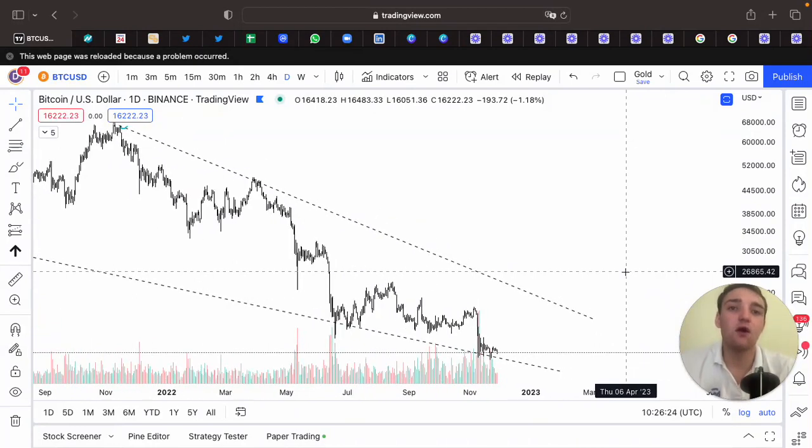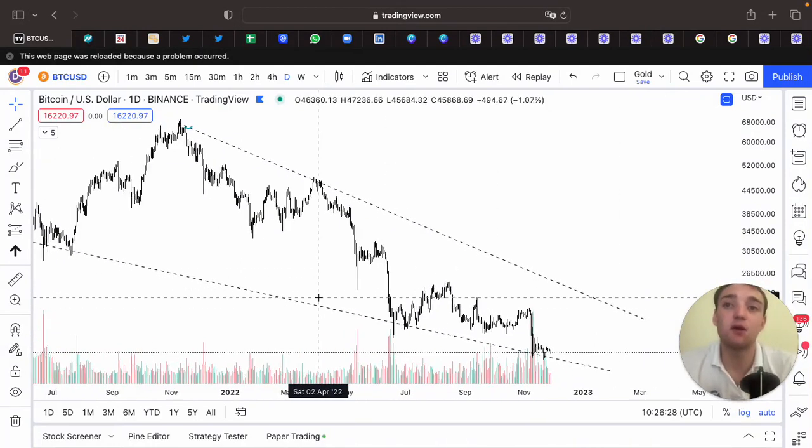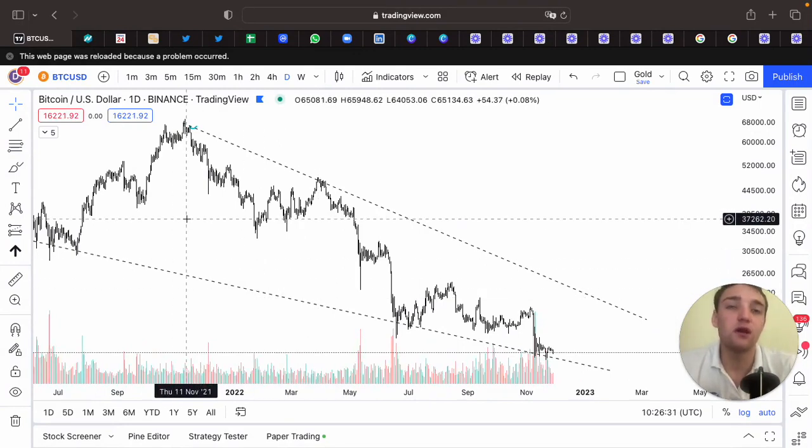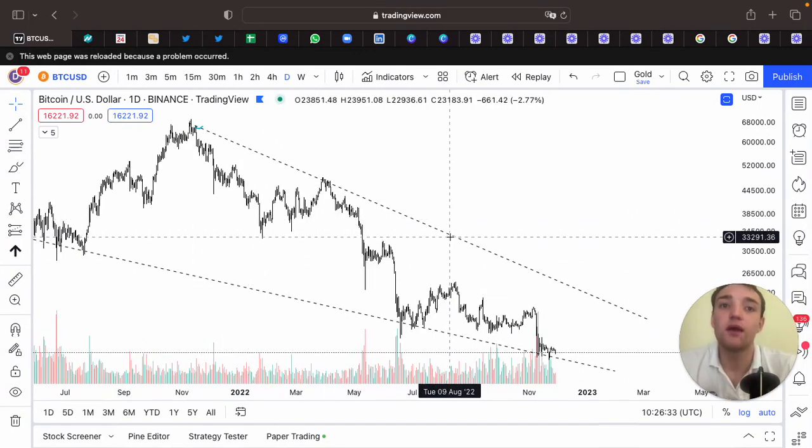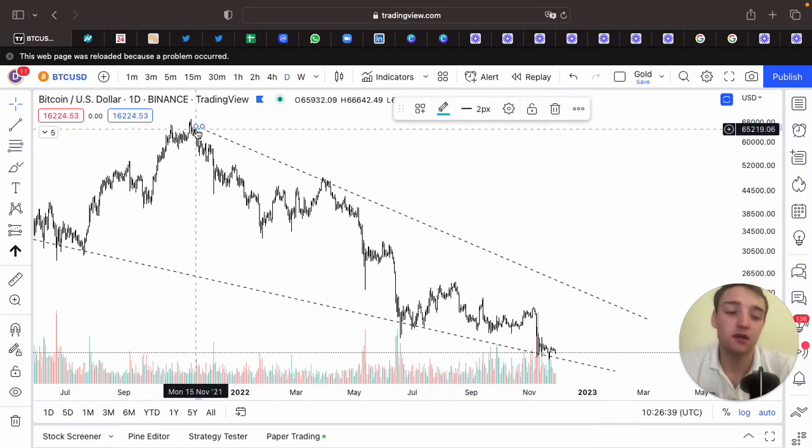So looking at it on a weekly, just identifying the trend, we are in this downtrend. We've been in this downtrend for the whole year, even longer. So we are in a downtrend, and when trading, you'll be looking for shorts, right, on the retracement, and then you catch the next impulsive move to the downside.